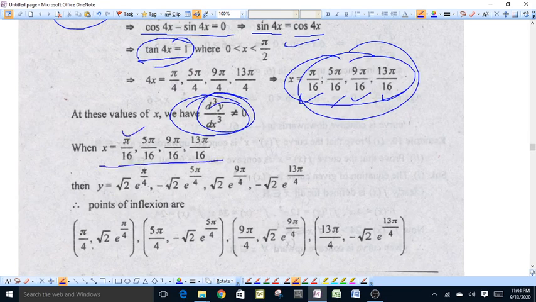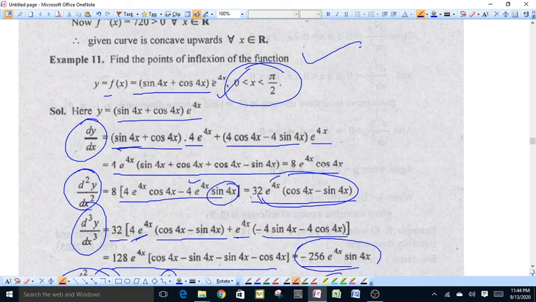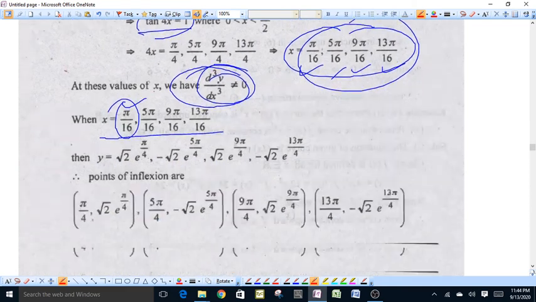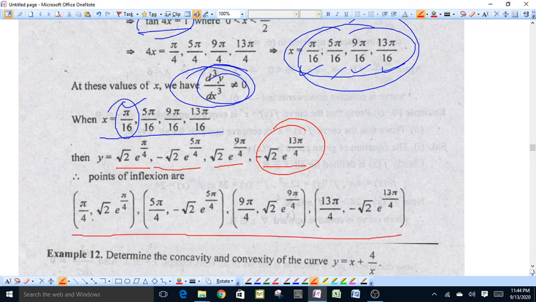When we put these points x equal to pi by 16, 5 pi by 16, 9 pi by 16 and 13 pi by 16 in the given curve y is equal to sin 4x plus cos 4x into e raised to power 4x, we get the values of y, which will be equal to under root 2 e raised to power pi by 4, minus under root 2 e raised to power 5 pi by 4, under root 2 e raised to power 9 pi by 4 and minus under root 2 e raised to power 13 pi by 4, and we get these points of inflection.